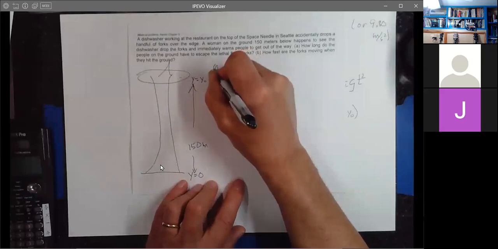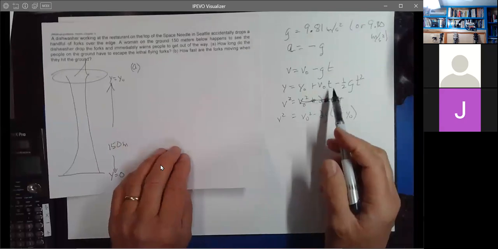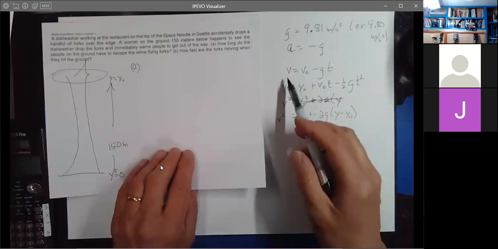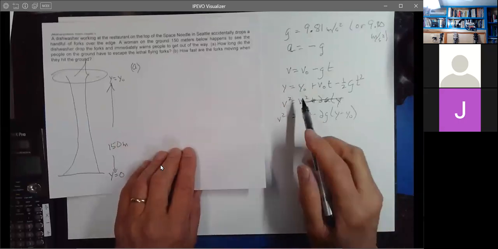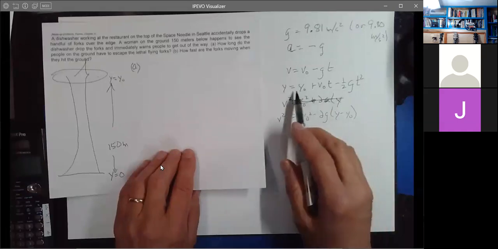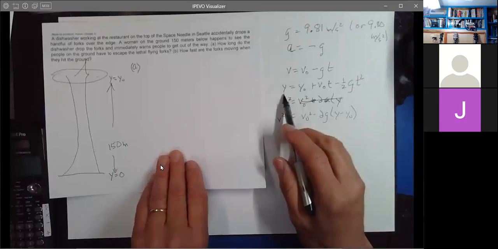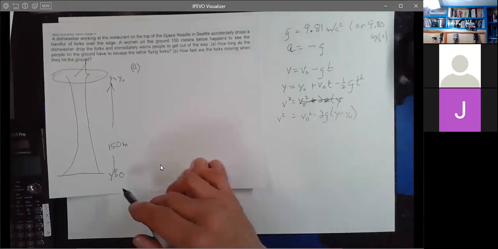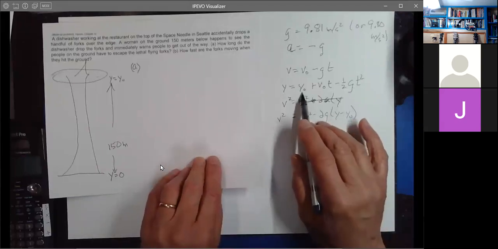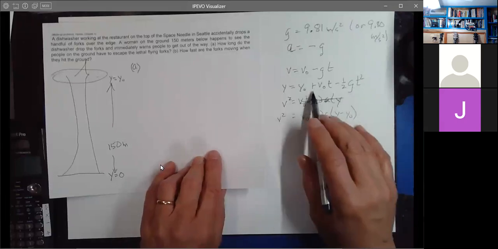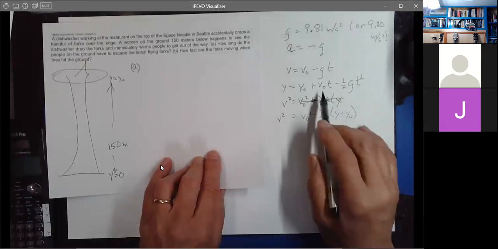Well, let's figure out part A. How long do we have to get out of the way? That's time. And I'll look at my equations here. If it's how long, I don't really care how fast they're going when they hit the ground. That's part B anyway. But I might be able to use this equation here to figure out how long they would take to get down there. I know what y is going to be at the end. It's going to be 0. They hit the ground. y naught is 150 meters. Ordinarily, this equation here could turn into a quadratic equation, but in this case, it won't.